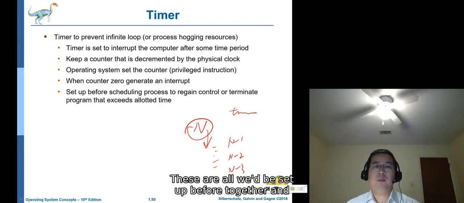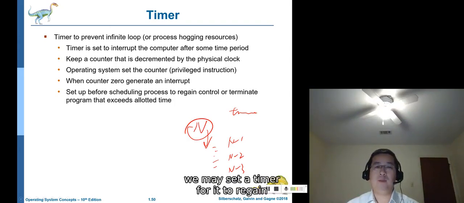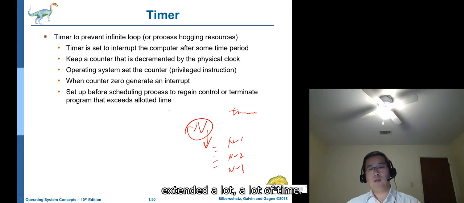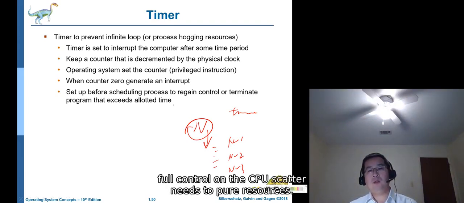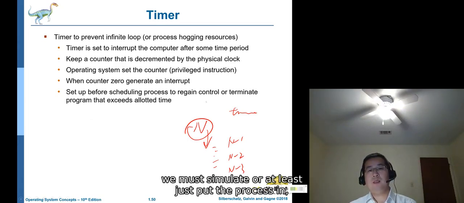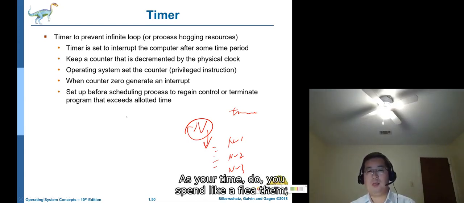This will be set up before scheduling a process. That means for each process, we may set a timer for it to regain control or terminate a program that exceeded its allotted time. So we want to have control over CPU scheduling and CPU resources. If some process has exceeded its allocated time, we must terminate it, or at least put the process in the queue again, because its time is due.